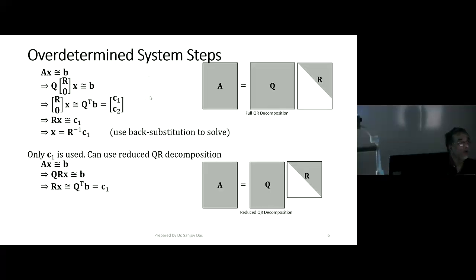Here's an example to make it clear. So this is full QR decomposition. What we are doing is taking the full QR decomposition of A, and then we are getting this Q transpose B. This is the matrix C, and I'm removing the bottom C2 part and solving Rx is approximately equal to C1. And in reduced QR, I directly get my C1 as Q transpose B. So the difference will come to light in the next example.